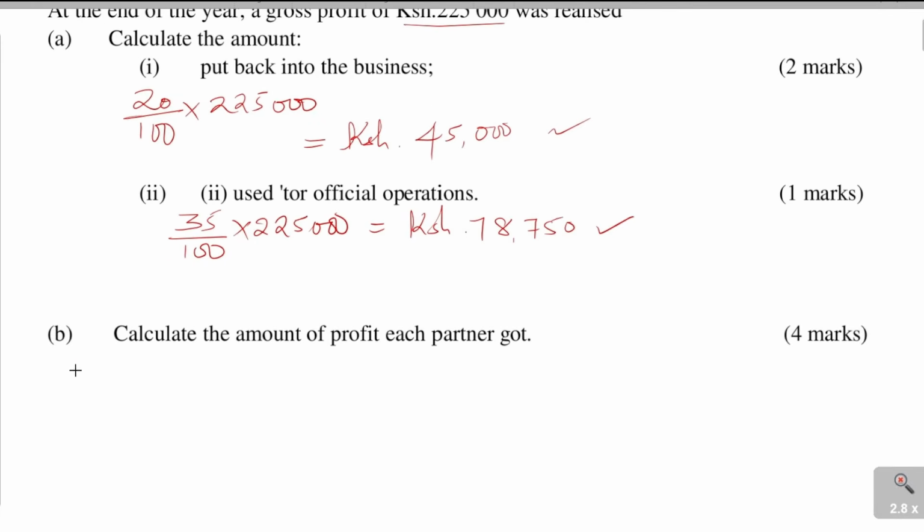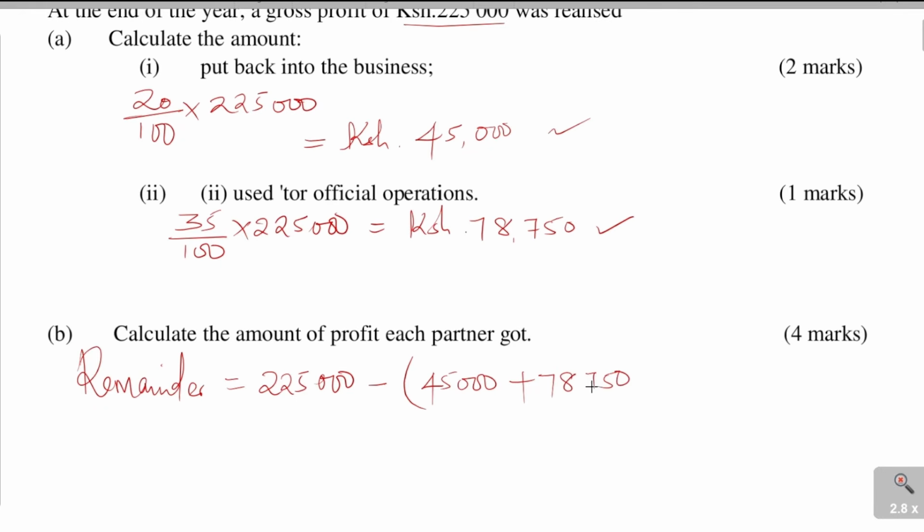Now we are getting the remainder. So we get this by 225,000. That is the total profit. And then we subtract the amount put back to business, which is 45,000, and the amount used for official operations, which is 78,750. That is what you're supposed to do. And this will give the remainder, and this is the one that was shared.